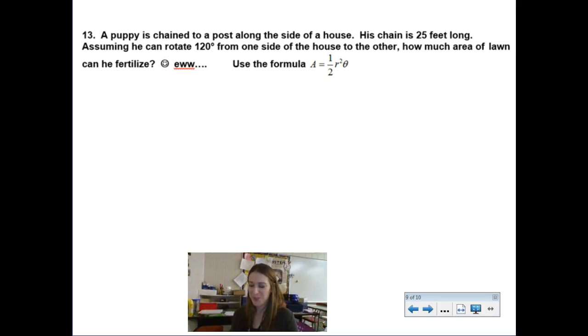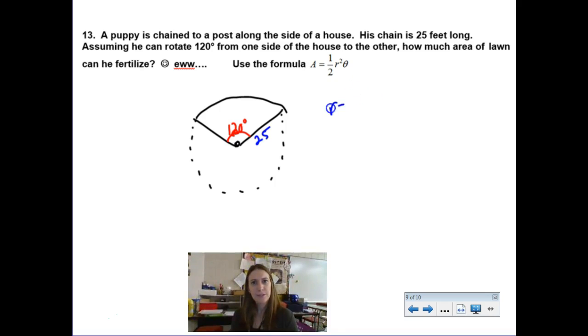The dog poop question. Alright, so we got a puppy chained to a post who has a 25-foot chain, and he can rotate 120 degrees. Okay? So this angle here is 120 degrees, notice. And the chain itself is 25 feet long. But remember, this is like a part of a circle. So when I go to ask you, like, what's your radius? Well, clearly the radius is the 25 feet. The chain or the leash is the radius.